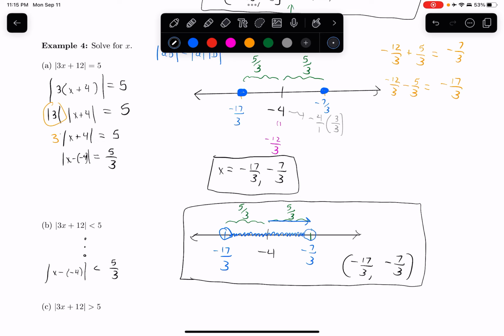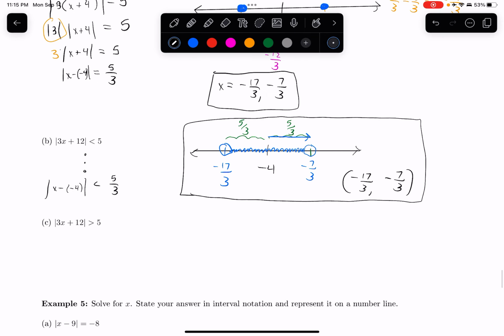Okay, part C. What if I flip this and make it a greater than symbol? Well, a lot of the simplification is the same, except flip that inequality. Now I'll make it a greater than 5 over 3. The stuff on the left is still the same, x minus parentheses negative 4. So my number line stuff is still going to be the same.